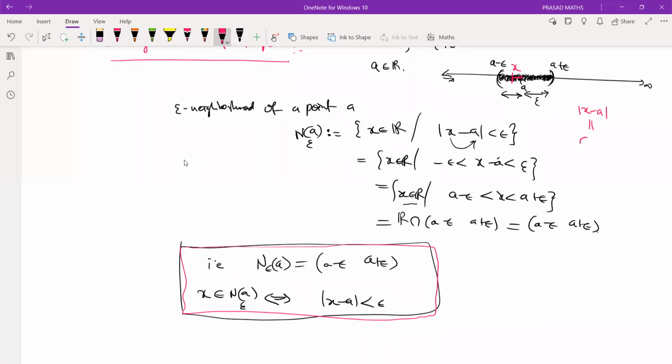This represents the distance between x and a. So in order to say that x is in the epsilon neighborhood of a, it is enough to show that the distance from x to a is less than epsilon. If you show this, then x is in the epsilon neighborhood of the point.